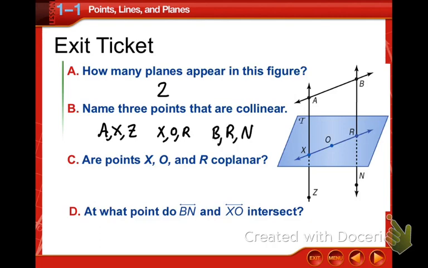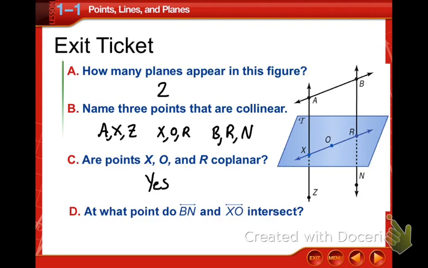Again, you don't have to name all 3 answers here. It just says name 3 points that are collinear. So any of those three would be our correct answer. Are points X, O, and R coplanar? They're on the same line, so that means yes, of course, they are coplanar. If they're collinear, you're going to be coplanar as well.